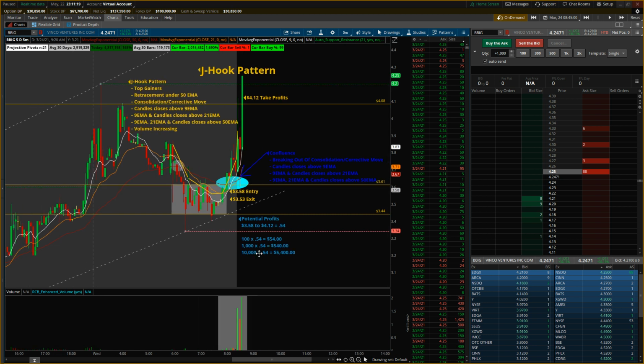That kind of gives you an idea what can happen on these J-hook patterns. As the market gets better, you'll see more and more of them. It might not happen every day, but you don't need it to happen every day. You're just looking for the J-hook pattern. You're looking for these conditions right here.